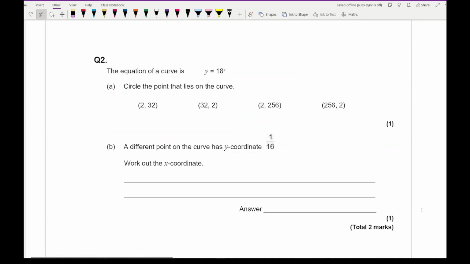Moving on to question 2, it says the equation of the curve is y equals 16 to the power of x. Let me just write that a little bit clearer. And the question says circle the point that lies on the curve. So for this, what we need to do is substitute the x ordinate and see if it equals the y ordinate. So here, when x equals 2, I get 16 squared, and 16 squared is not equal to 32, so it's definitely not that one.